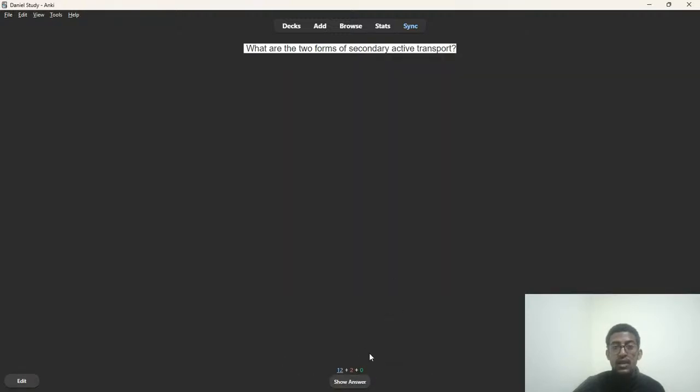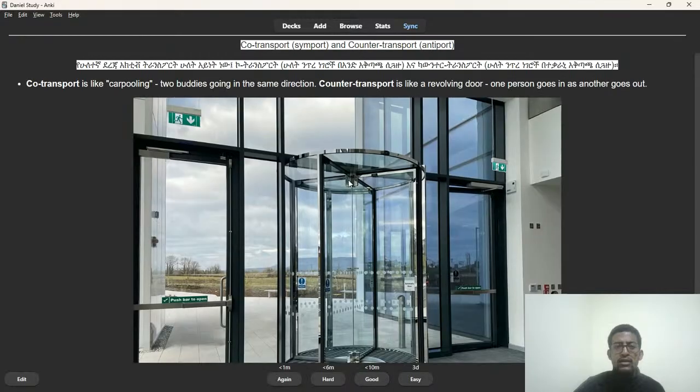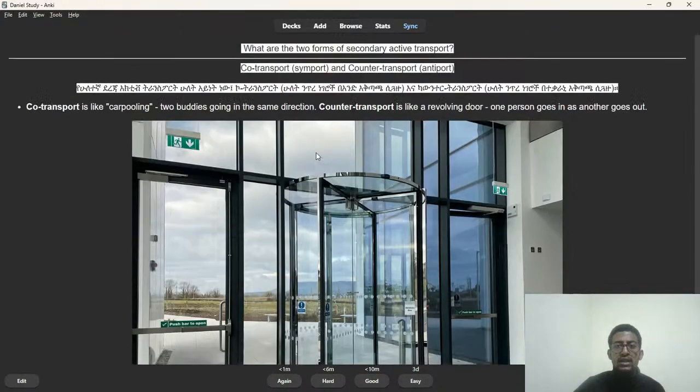It is easy. What are the two secondary forms of active transport? We reviewed the primary. What are the two secondary? Oh man. Secondary active transport. So you have ligand and co-transport. Oh, this is not ligand. This is symport, the co-transporter, and the counter transporter, antiport.